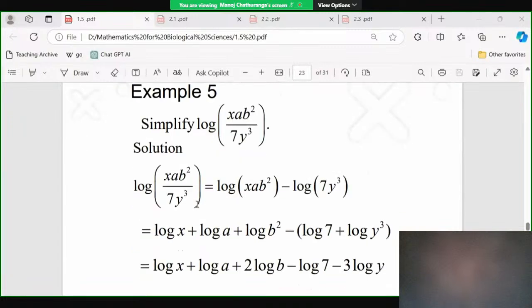Combining all these rules that we learned for logarithms, you can simplify log expressions. They turn products into summations, quotients into differences, powers into multiples. That is what logarithms do. They simplify things.